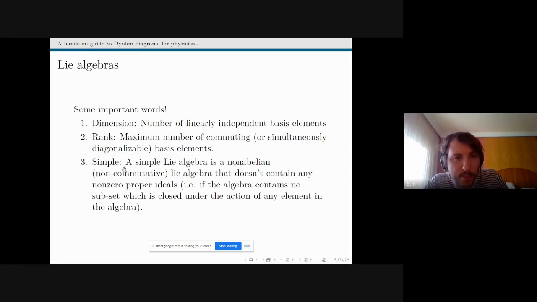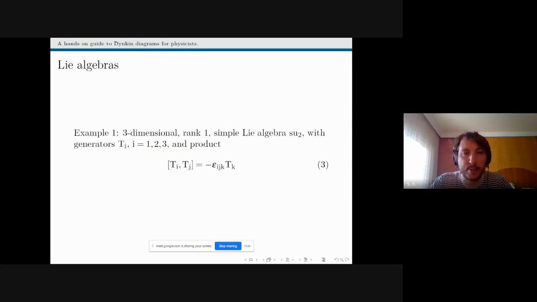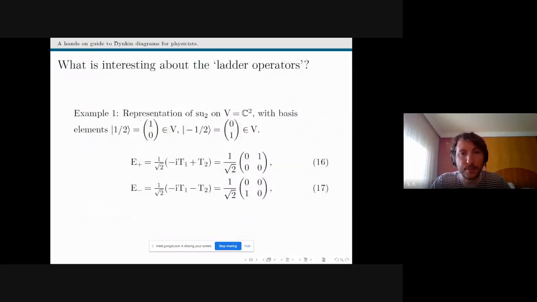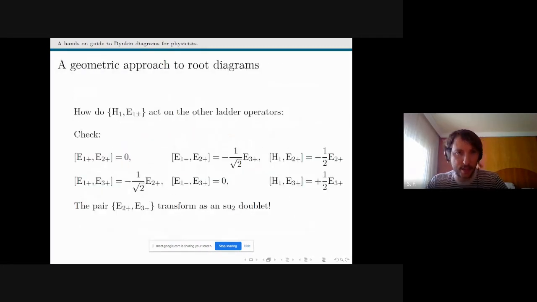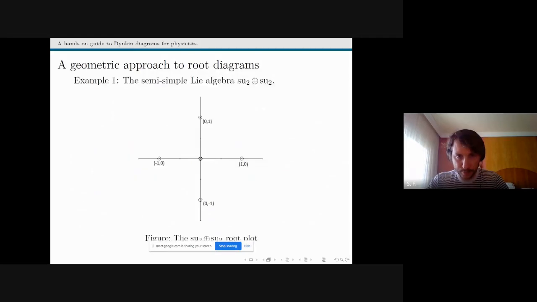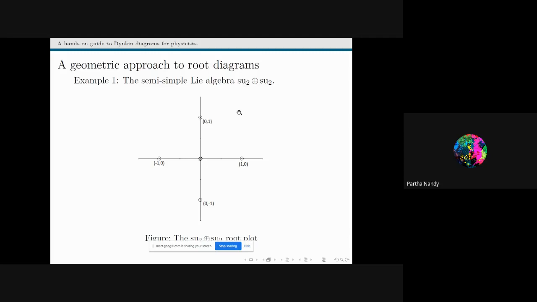Now, a semi-simple Lie algebra is just a direct sum of simple Lie algebras. So, for example, SU2 plus SU2 is a semi-simple Lie algebra, because it's the direct sum of two simple Lie algebras. Can the SO4 algebra be called a simple Lie algebra? Because SU2 direct sum SU2 is locally isomorphic to SO4, no?